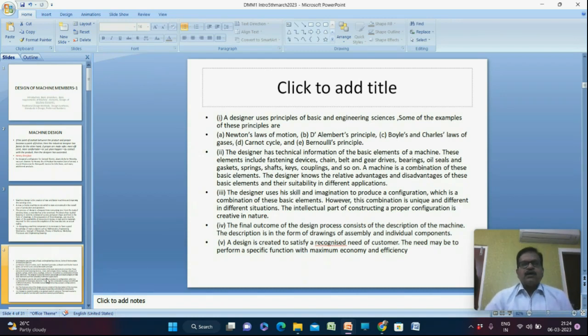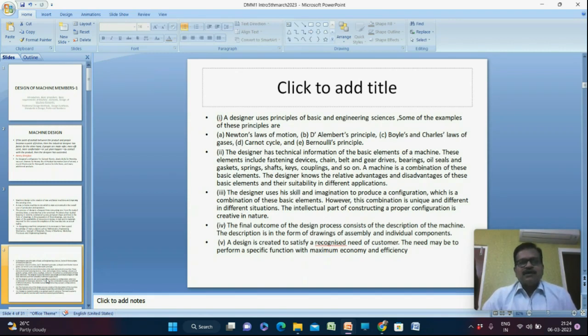A designer uses the principles of the basic engineering sciences. Some of the examples are Newton's laws of motion, D'Alembert's principle, Boyle's and Charles' laws of gases, Carnot cycle, Bernoulli's principle, so on and so forth.